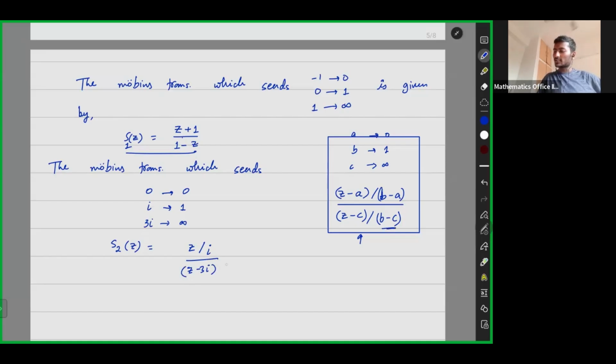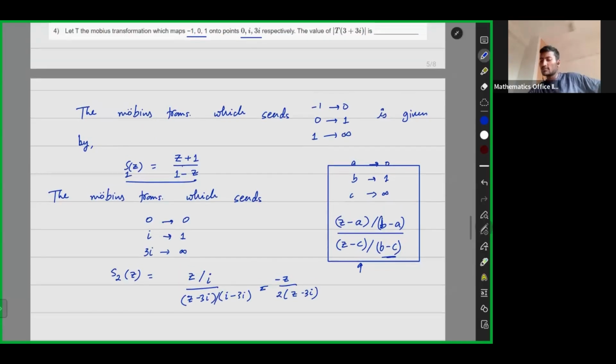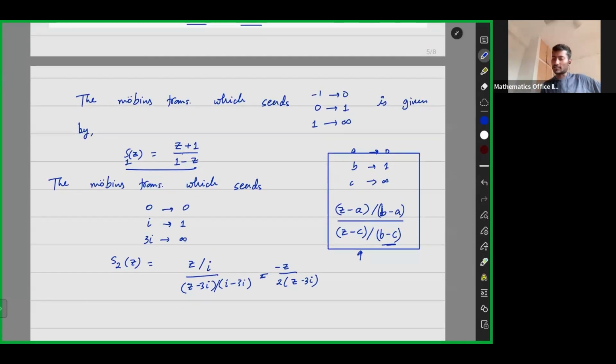B minus C, what is B here? i minus C is this 3i minus... so the Z modulo i terms are getting cancelled. So this is just 2 times Z minus 3i. A minus term is appearing here. Now we are going to verify whether it is working or not. When we put Z is equal to 0, we are getting 0. Fine. When we put i in place of Z, we are getting minus i in the numerator. So there's this problem: 2 is upside, minus 2z.